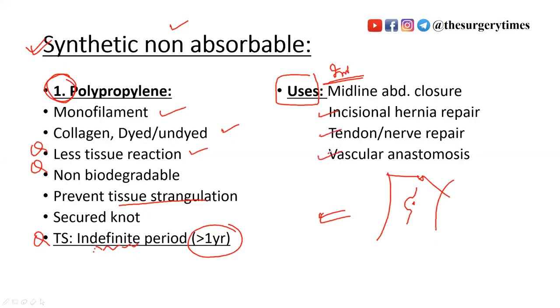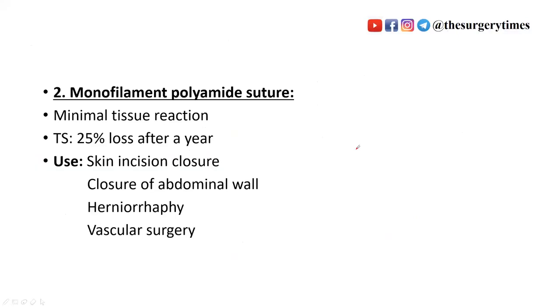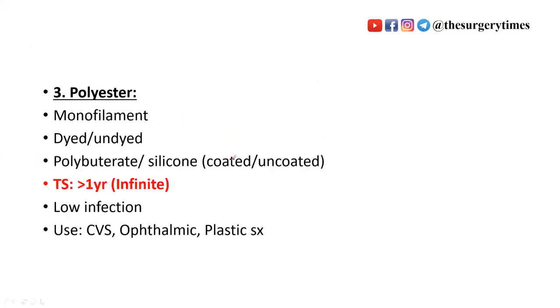It is very rarely used in vascular anastomosis, and if so, the suture size should be 6-0, 7-0 onwards. Now second is monofilament, that is polyamide suture. This is not much important, so leave that. Now is polyester.